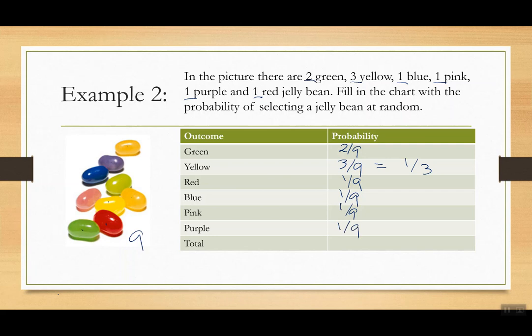The only one that reduced was the 3 over 9 became 1/3, but I want you to see if I were to add up these probabilities, 2 plus 3 plus 1 plus 1 plus 1 plus 1, I would have 9 over 9, which is 1. So that's what I meant in the last one that said the sum of the probabilities of the outcomes of the experiment should add up to 1. This is exactly what we're talking about.